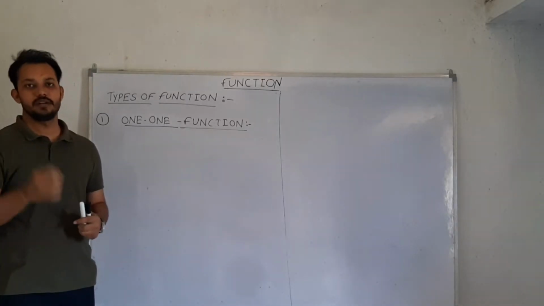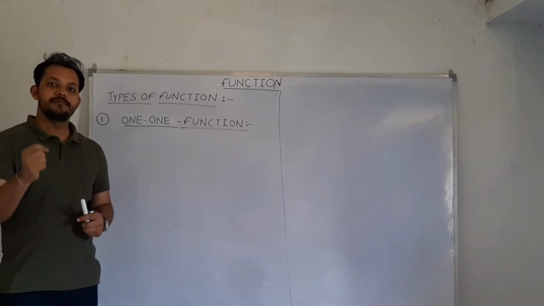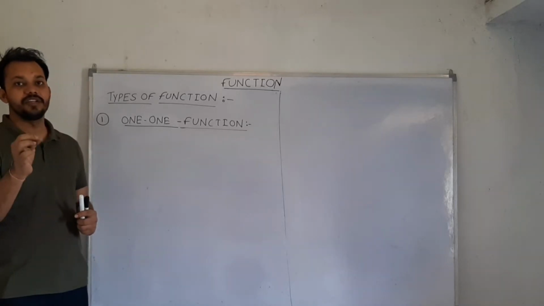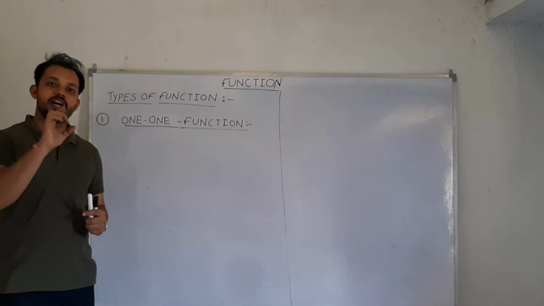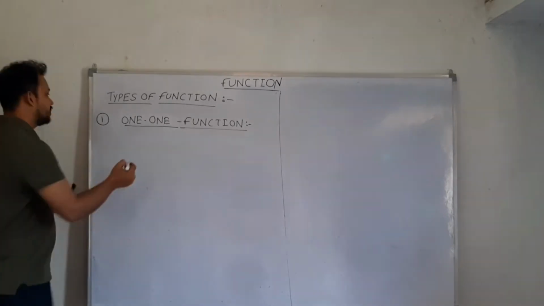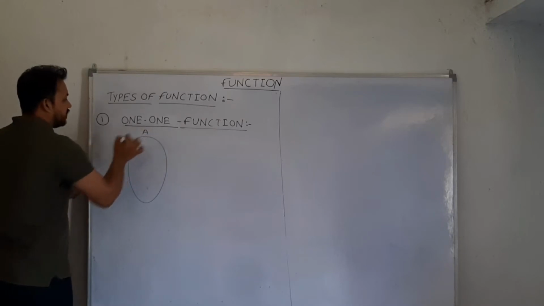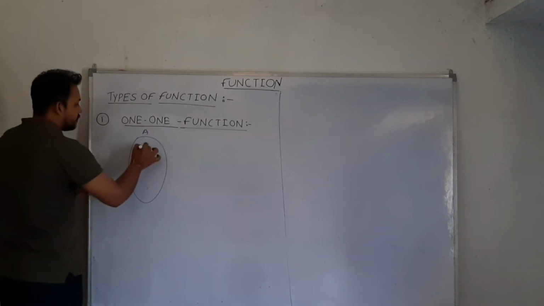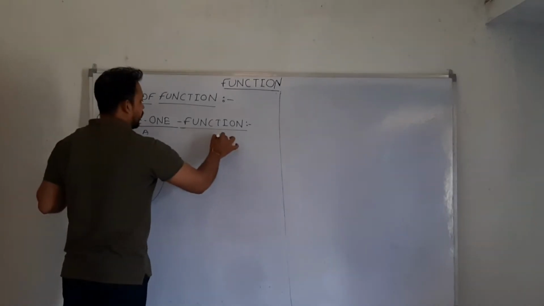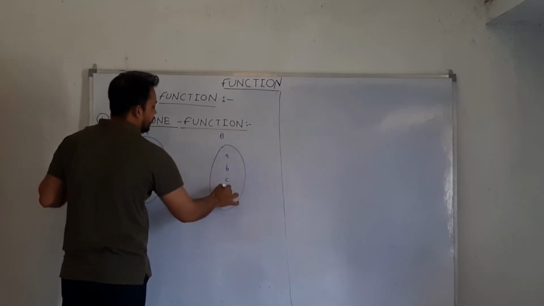What is a one-one function? A function is called one-one function when every element of the domain has a distinct image. Means the image of every element of the domain should be different. How? For example, we have a function in which the domain is A, its elements are 1, 2, 3, 4. We have its codomain B, whose elements are a, b, c, d.